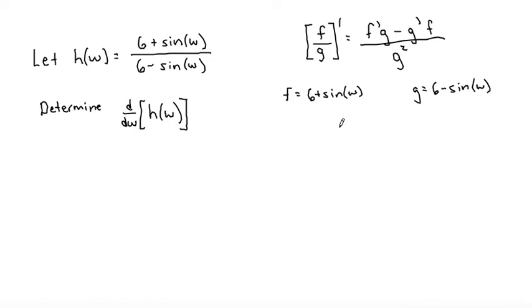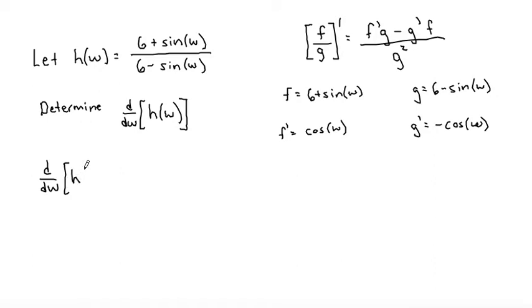So now we need to take the derivative. So f prime, the derivative of 6 goes to 0. The derivative of sine is cosine. And for g prime, same idea here, the derivative of 6 goes to 0. We have a negative out front, so this one will be a negative cosine of w for our g prime.